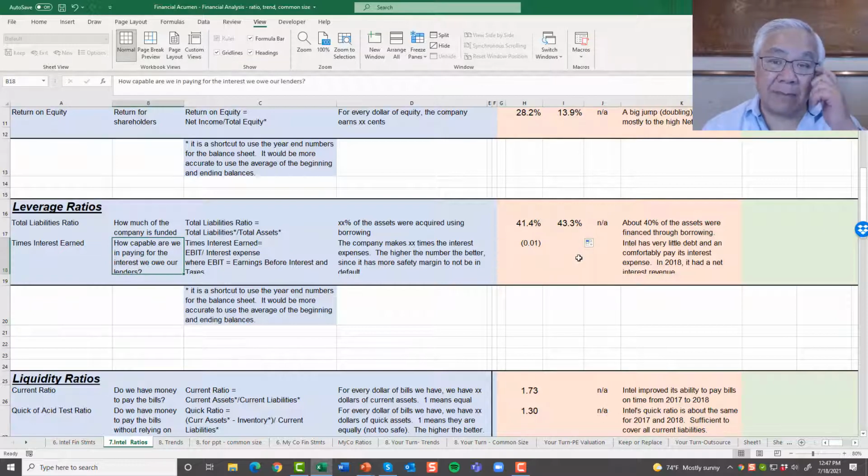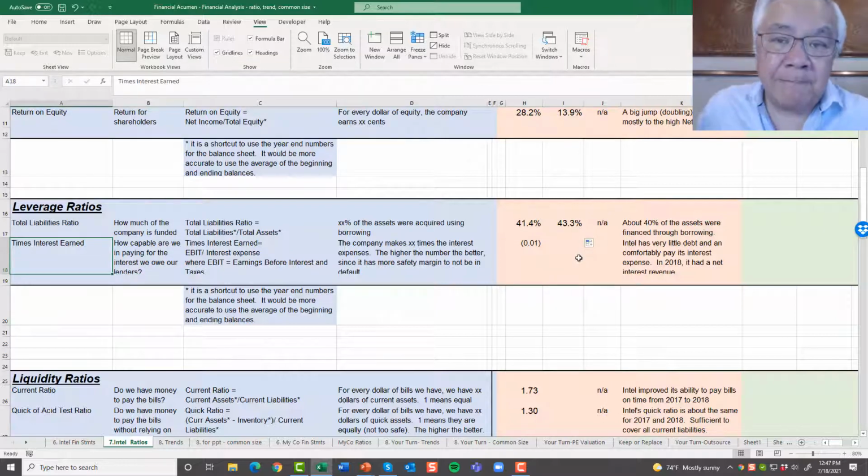This sounds a little complicated, but it's a pretty clever ratio because what it does is says, for every dollar of interest you owe, how much profits do you have to cover that? With the idea that it should be a big number. If that ratio equals 1, that means for every dollar of interest, I have $1 of profit. That's not very good because you just took all the profit.